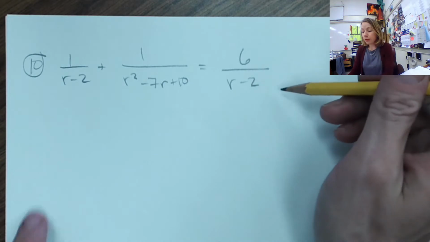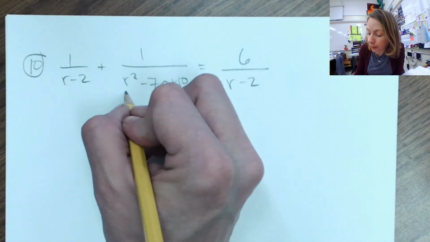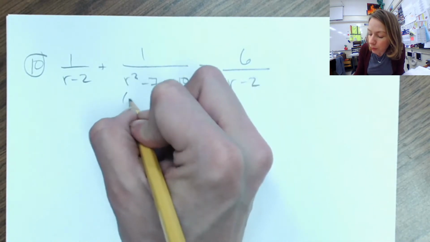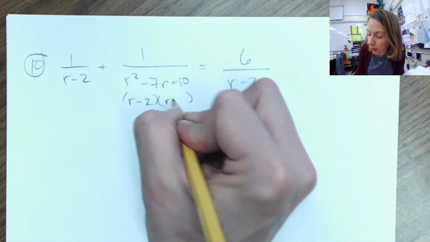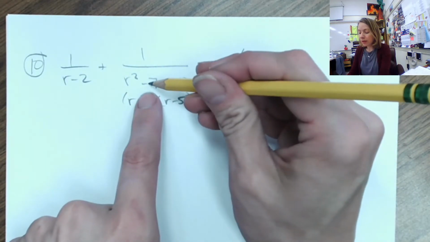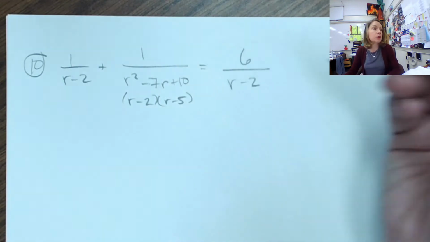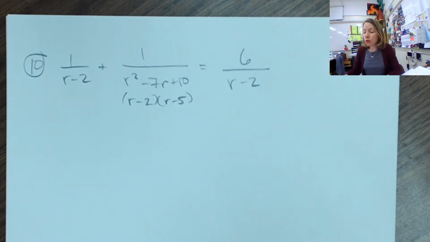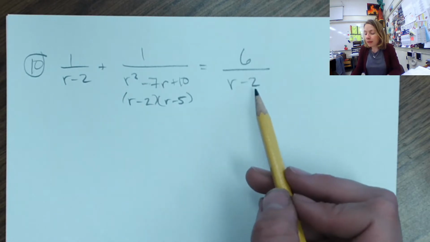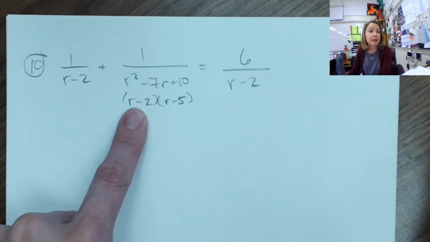So once again, my first step, I need to factor this so that I know what it's made up of. And so this factors into r minus 2, r minus 5. My signs are the same. They're both negative, and I need a product of 10, so that's 2 and 5. That also adds up to negative 7. So now I can see what my common denominator is going to be. I can just multiply everything by this because it includes that r minus 2.